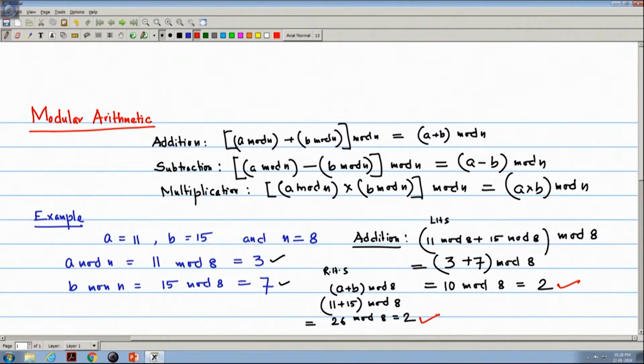Now, what is the advantage? See, here I have taken a is 11 and b is 15, and 26 modulo 8 is slightly larger, I get 2. Here my computing I am doing only 11 mod 8 and 15 mod 8, and I got 3 plus 7. So, instead of 26 I got 10.